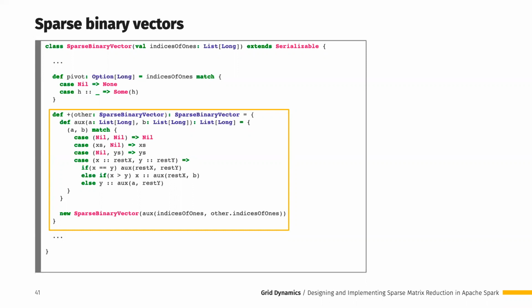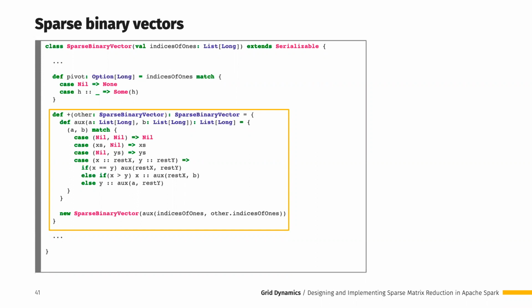And the interesting case is when both are not nil. So we decompose a into x cons rest x, which if you don't know Scala, it's like x is head, and rest x is the tail of a. And b into y cons rest y. So y is the head and rest y the tail of b. And now we have three cases.